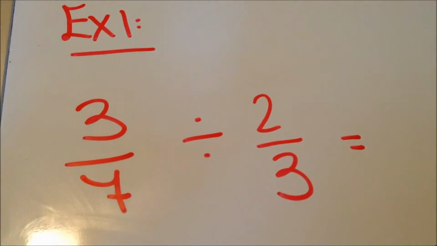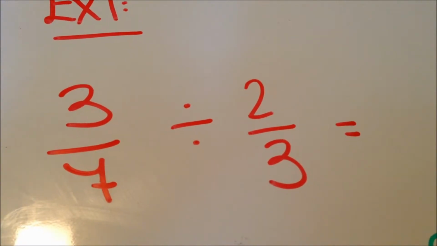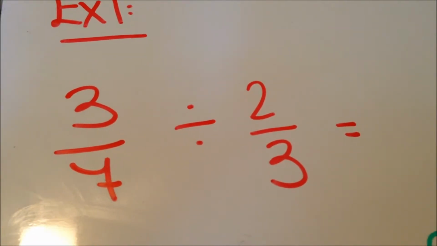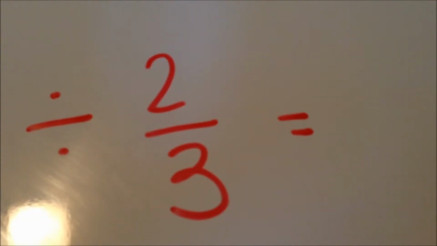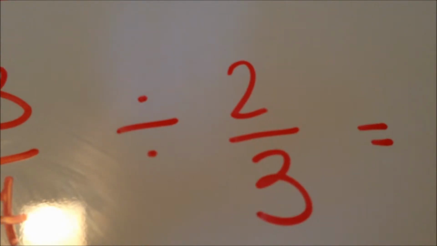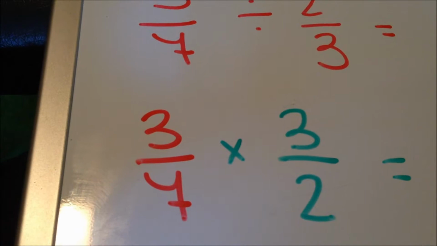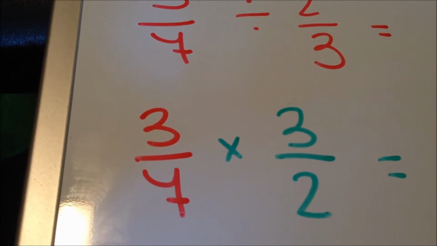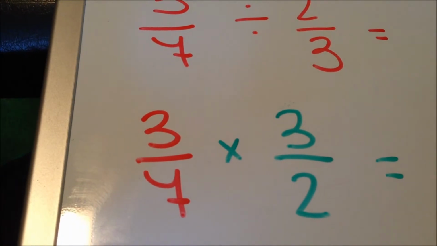Let's go back to our example. Using the steps that I just taught you, let's divide 3/7 by 2/3. Step 1 is to take the reciprocal of 2/3, which is 3/2, and then turn that division symbol into a multiplication symbol. So now we have 3/7 times 3/2. Notice that the 3/7, or the fraction in front of the symbol, does not change.